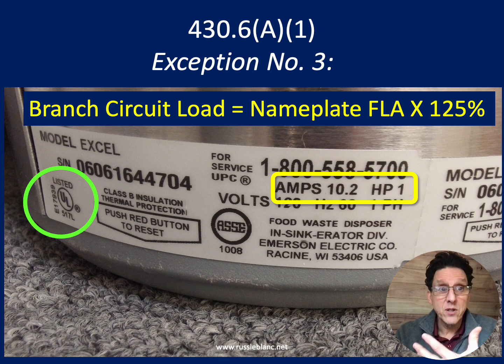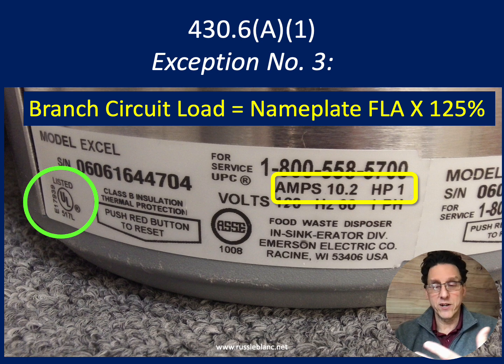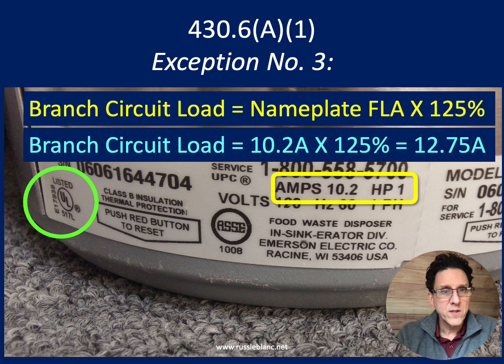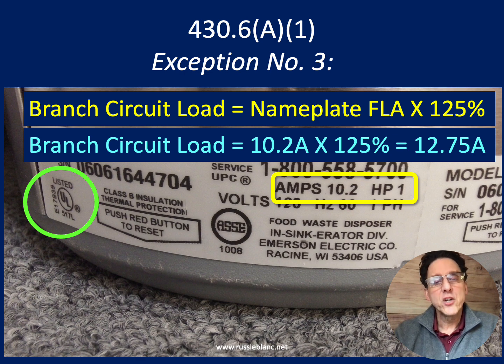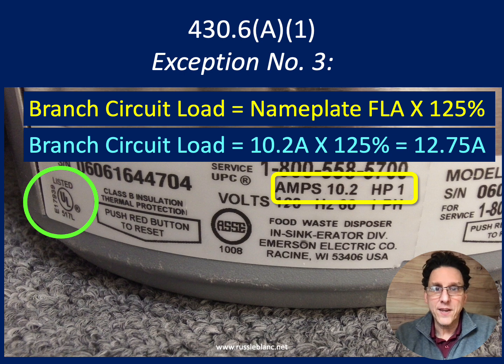So the math is still the amperage, in this case the FLA, times 125% instead of the table current times 125%. So the math for this garbage disposal looks like this: 10.2 amps times 125% is 12.75 amps. That's way different than 20. 20 amps was the first motor I showed you, where we had to use the table value. Here we're actually required to use the nameplate amperage. It's not even an option. You have to use the nameplate amperage in this case.